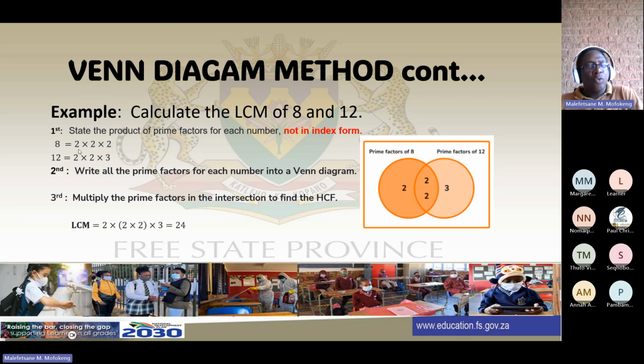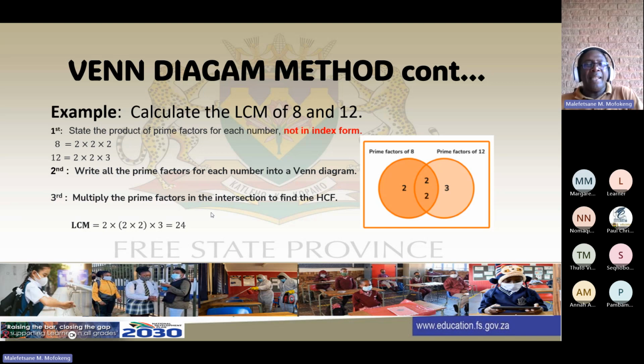Now we can see there are two commons. The 2 in 8 and another 2 in 12, and the second 2 in 8 and the second 2 in 12. Those 2s are common. They are supposed to be written in the intersection of the two sets. And for the 8, the only 2 left is outside the intersection. And for 12, it's only 3 which is left outside the intersection.